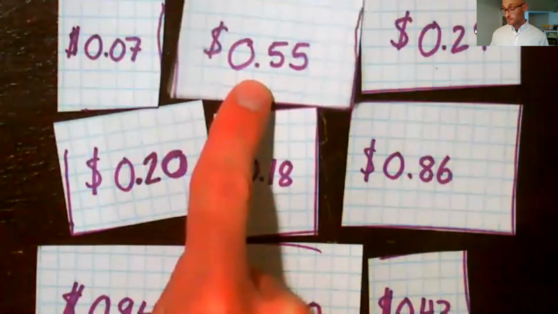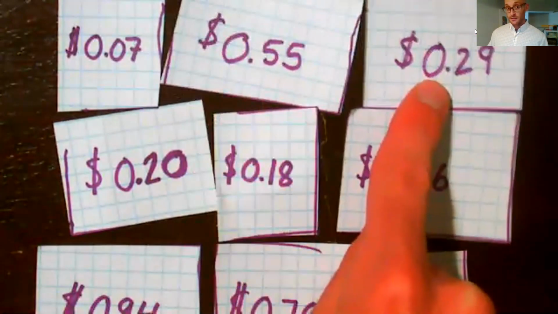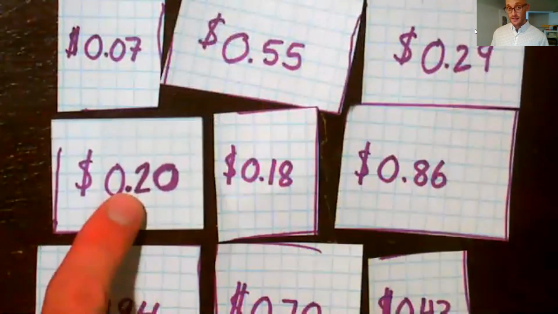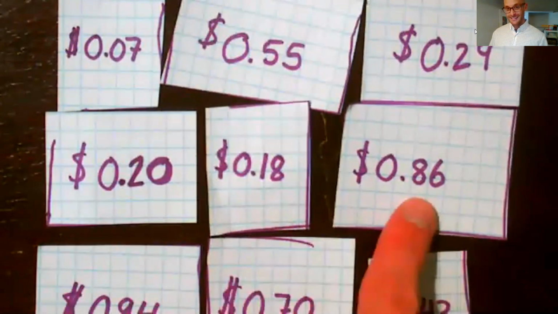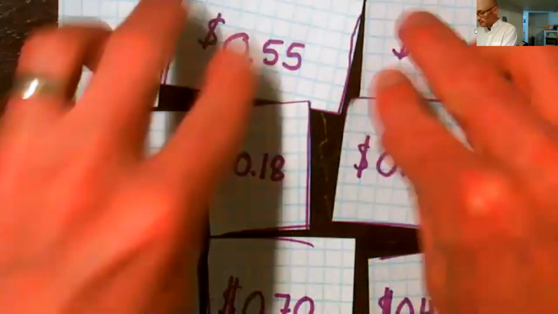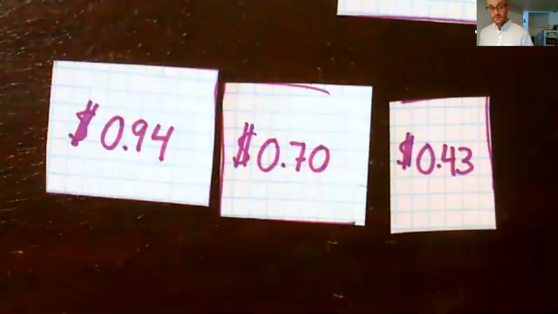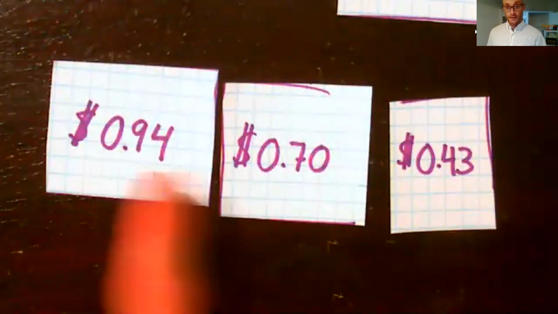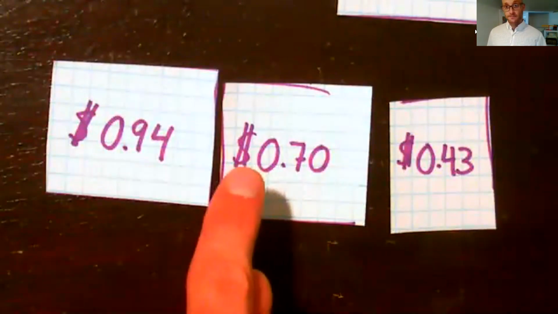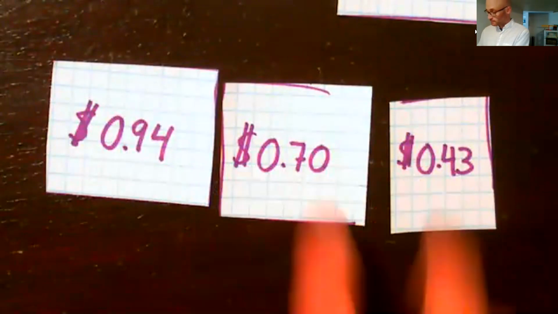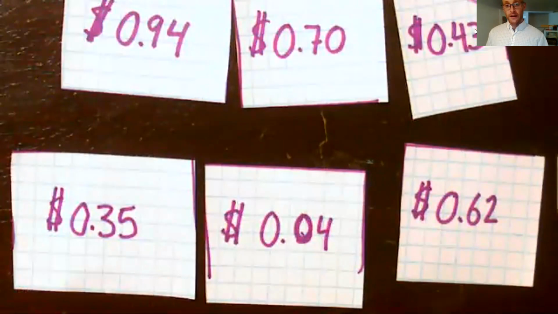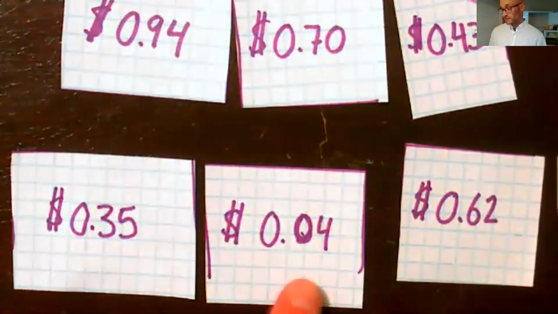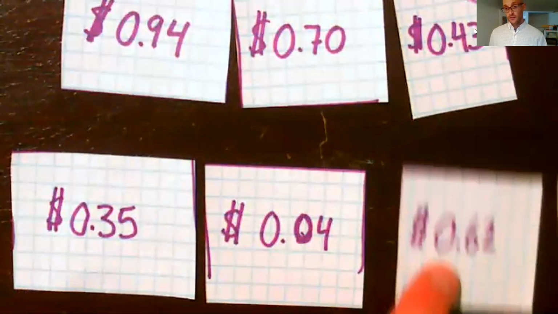55 cents, 29 cents, 20 cents, 18 cents, and 86 cents. I got 6 more. How about a price tag of 94 cents, 70 cents, and 43 cents? And finally, 35 cents, 4 cents, and 62 cents.